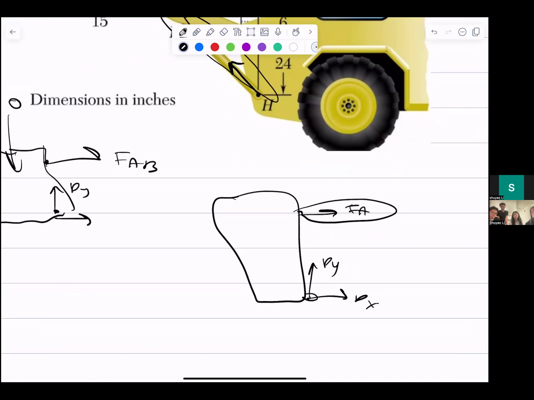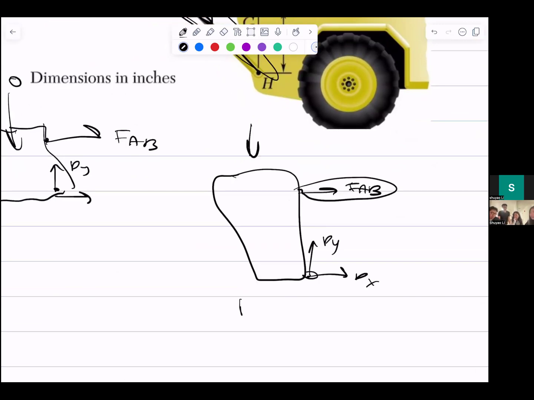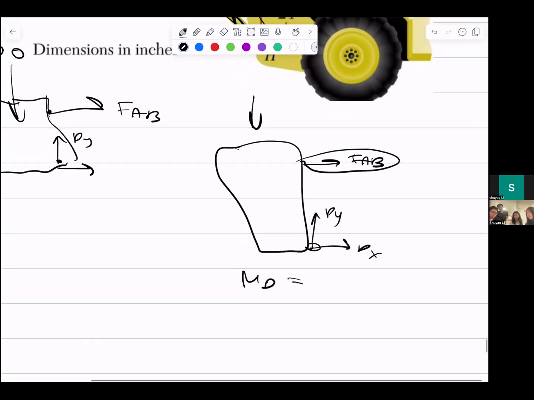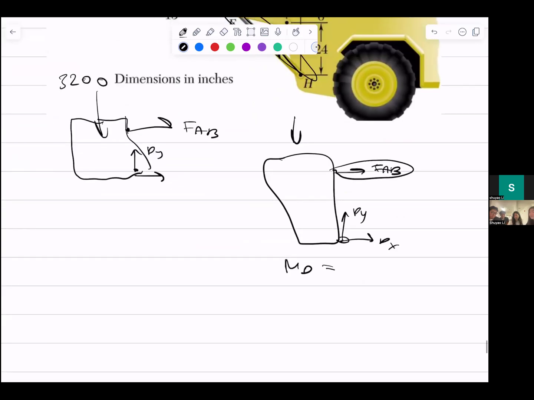So again, two force member is very important to identify because we can make these simplifications. Here we could take a moment about D and our D's would cancel out and we could find FAB. If we didn't identify it as a two force member, we would have had an X component for FAB and a Y component, and that would be too many unknowns to solve for. So now we can solve for FAB.